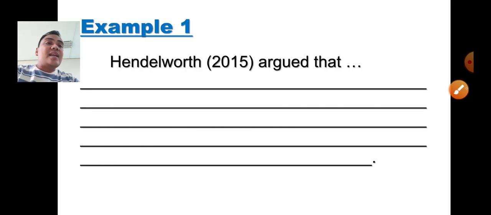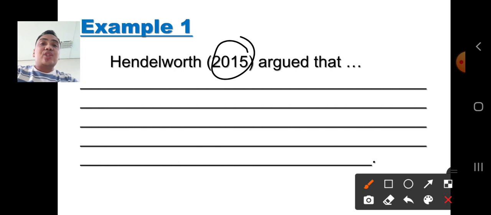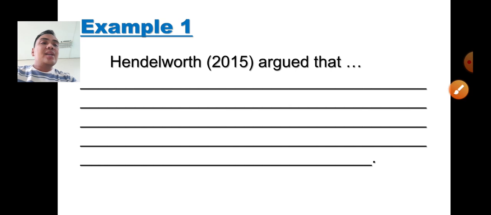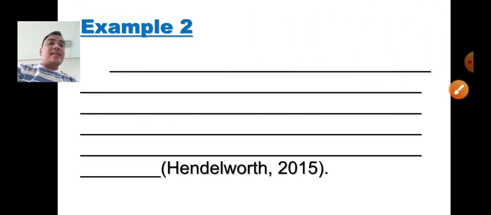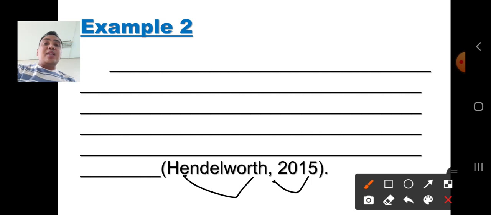Unlike in narrative citation, the only entry that is enclosed within the parenthesis is the year of publication. Unlike the author's surname, it is placed outside the parenthesis if it is narrative citation. Note the difference between the two. Okay? So to repeat once more, in parenthetical citation, the author's surname and the year of publication, both entries are placed within the parenthesis. So you have in-text citations that consists of two types, narrative citation and parenthetical citation.